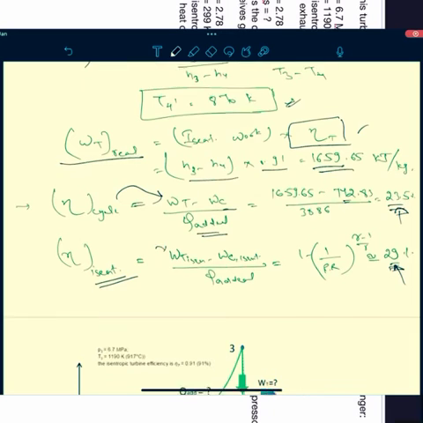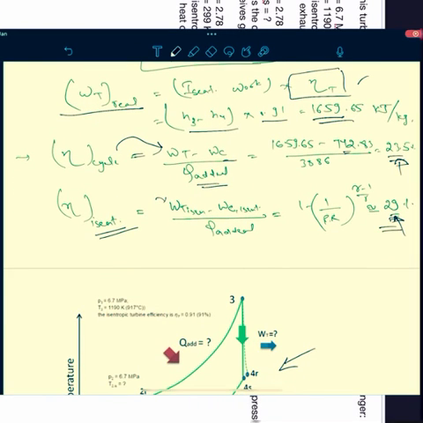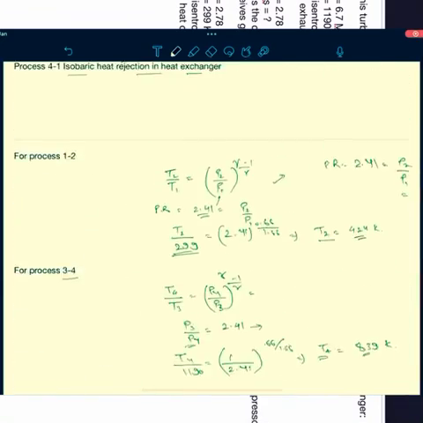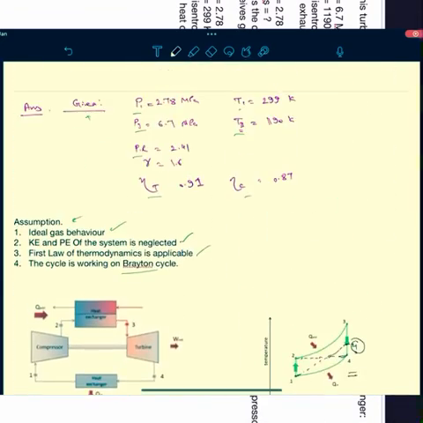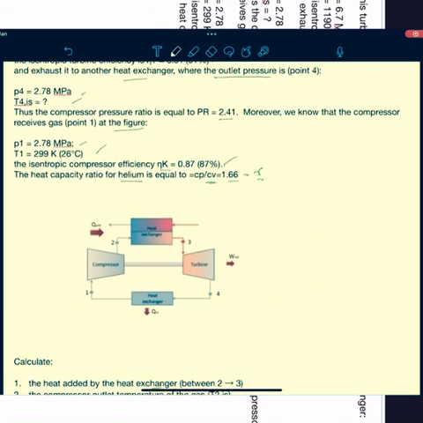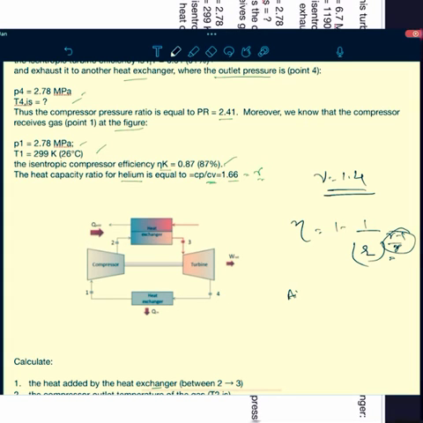So friends, we have seen the efficiency of gas turbines is usually 30% in this case, and here we have used helium. Similarly, if we have used air in this question, then our gamma will be 1.4 and efficiency will be 1 minus 1 upon R raised to power (gamma minus 1) upon gamma. And so the efficiency will be less for air as compared to helium.